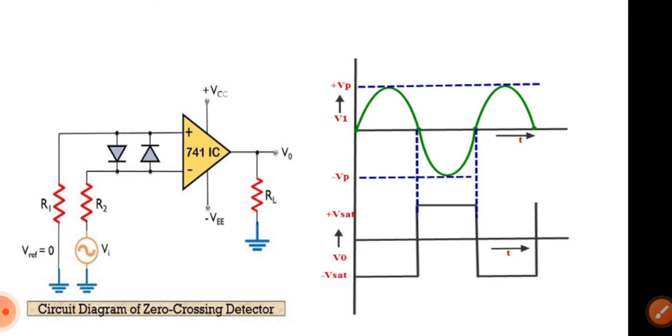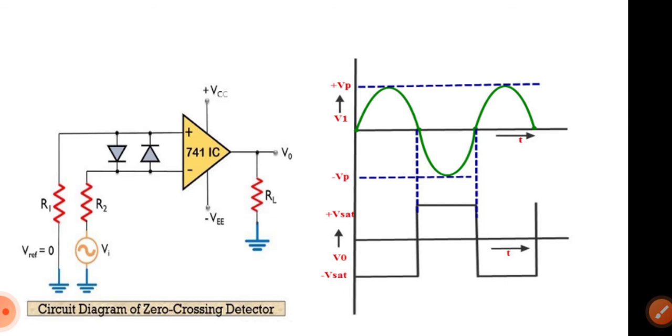When the input signal Vin crosses 0 volts, the output V0 is driven into the negative saturation. When the input signal Vin passes through the 0 in the positive direction, the output is driven negative. When Vin passes through the 0 in the negative direction, the output V0 switches and saturates positively.